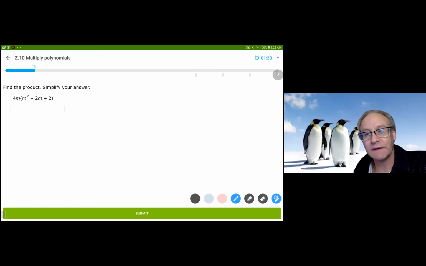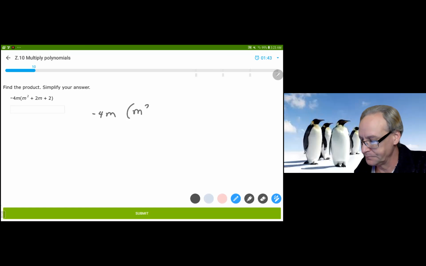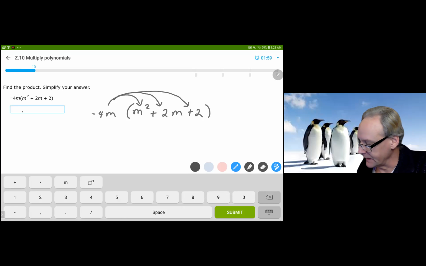Okay, this time we finally got a trinomial, and we have to distribute this monomial to each of the terms. So this is just distribution. We're going to multiply negative 4m times all three parts. And a lot of people think of this as distribution. And there you go. We have negative 4m cubed. And I'm just going to type it in. Let me get rid of the dot.